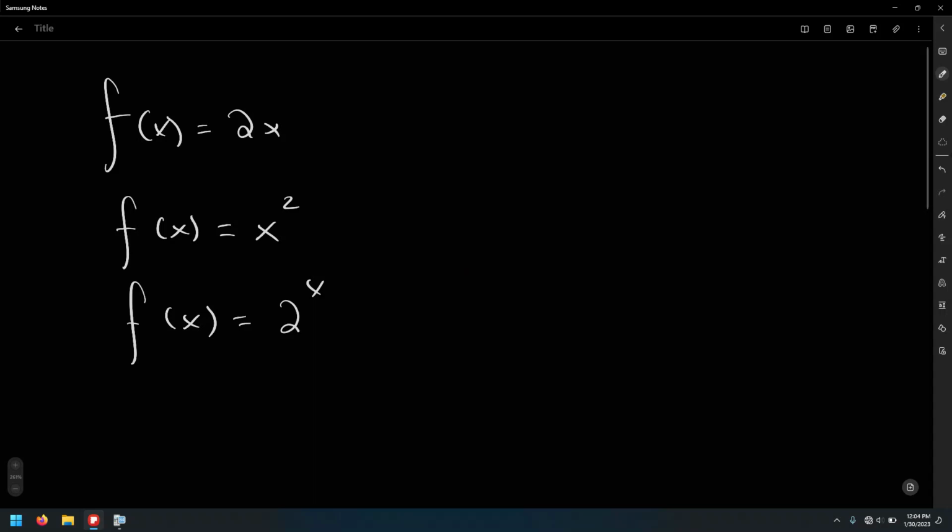However, the first one, 2x, that's a linear function. How do we know it's a linear function? Well, there's an invisible 1 power here, and that's how we know we have a linear function. X squared, well, that's a quadratic function and whose graph looks like a parabola, right? So that's quadratic.